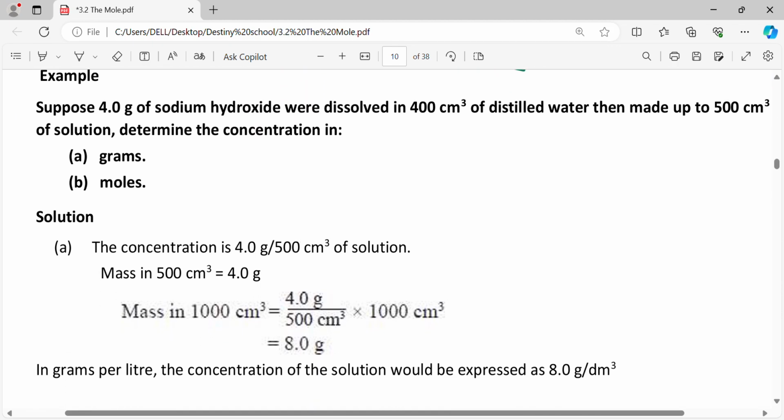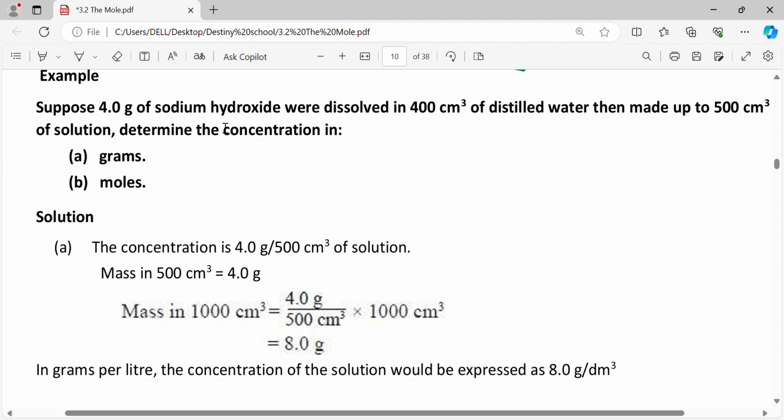So let's see an example. Suppose 4.0 grams of sodium hydroxide were dissolved in 400 cubic centimeters of distilled water, then made up to 500 cubic centimeters of solution. Determine the concentration in grams and in moles. So we want to find this in grams and in moles.